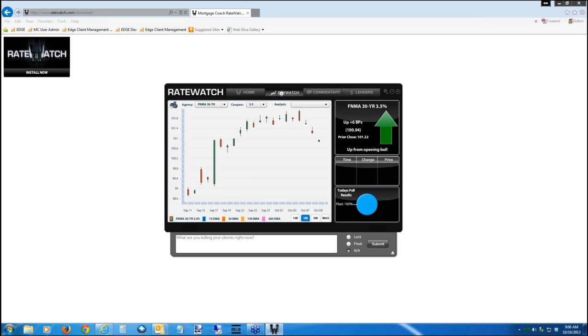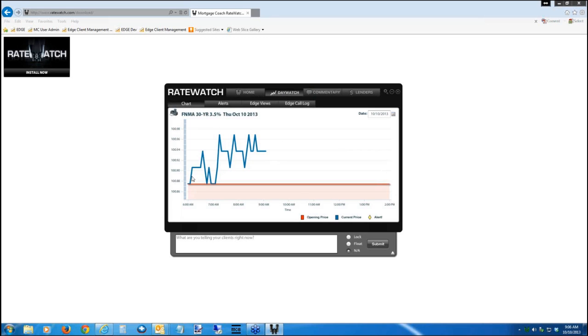You also have a day watch area where you can see exactly what the bond market's doing on a minute-by-minute level here, and you can see we're kind of bouncing around today. But we haven't hit a point where it would issue an alert. If there was an alert, you'd see one of these little diamonds here, and that should be your trigger to take action.